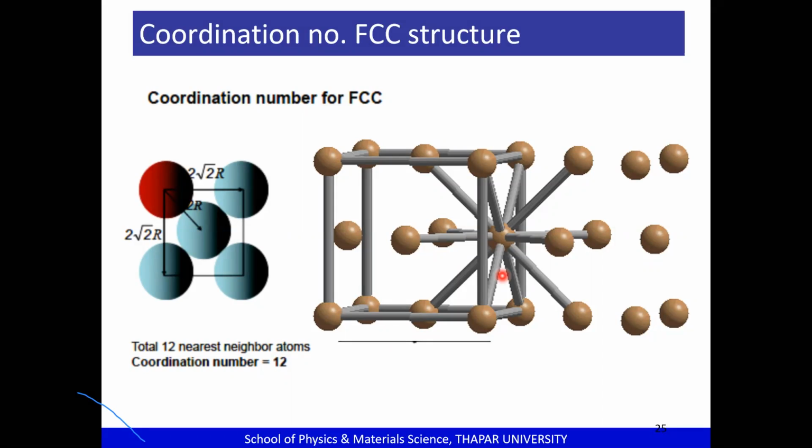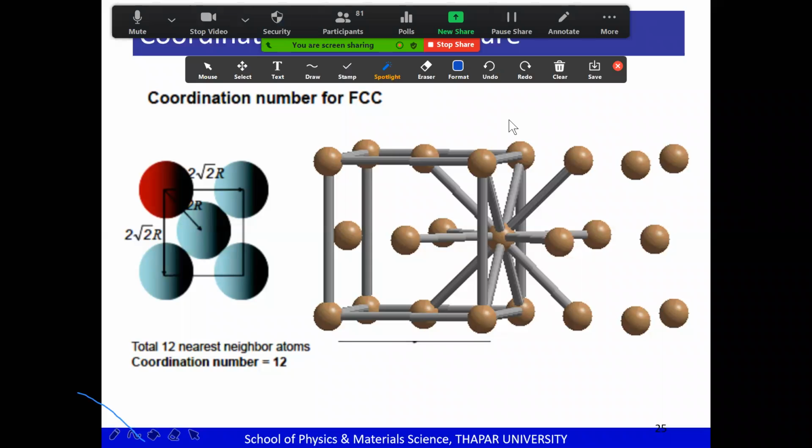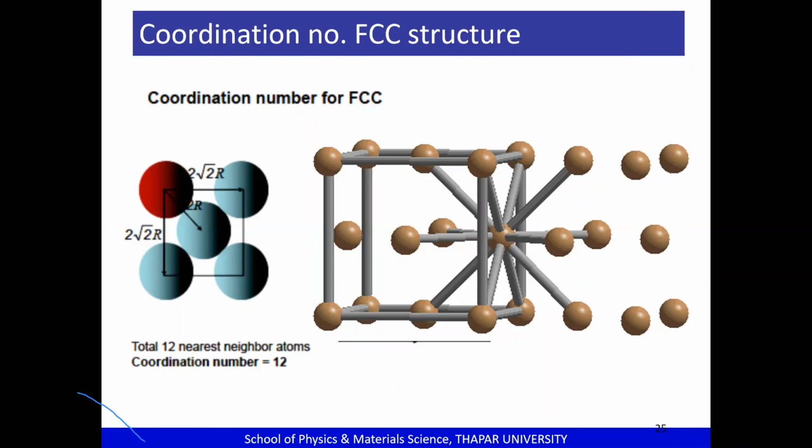So if I now count with reference to this face atom, how many nearest neighbors do I have? 4 within its plane, 4 on the back side, and 4 on the front side. It makes 4 plus 4 plus 4, equal to 12. So the coordination number of an FCC unit cell is equal to 12. I hope everybody got this, why the coordination number of an FCC is 12.